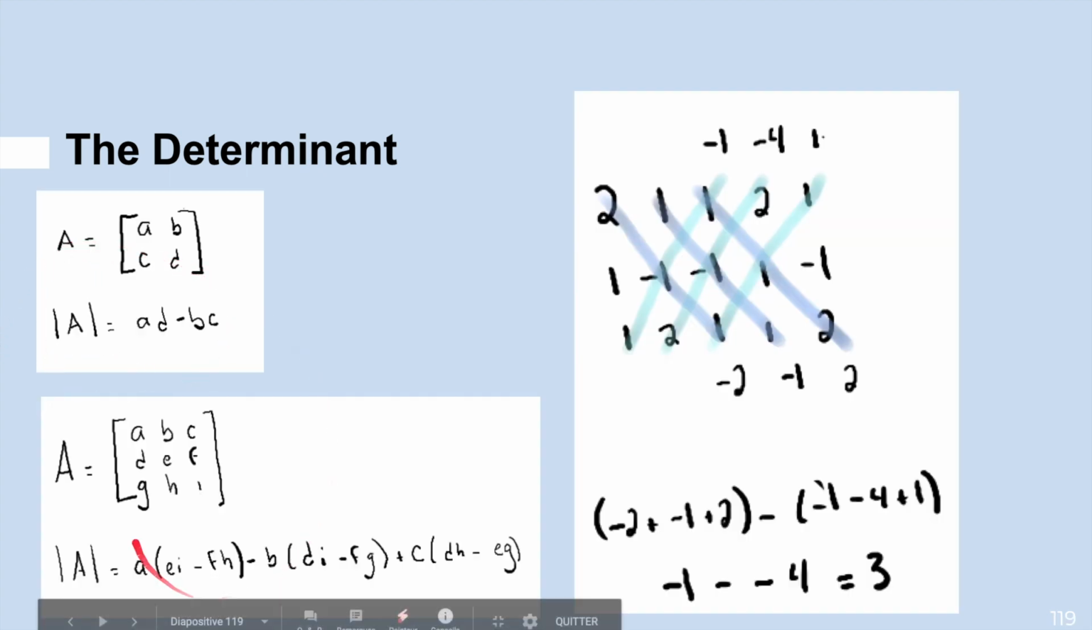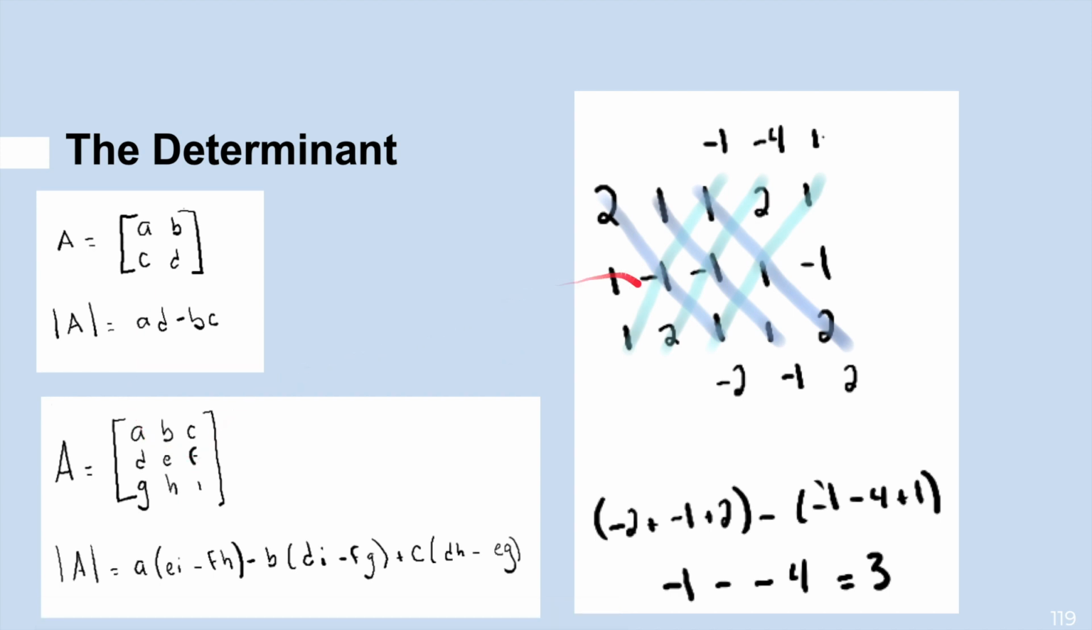Now these 2 are cofactor expansion. This is for a 2x2, this is for a 3x3. And Sarrus's rule is the one with all of the diagonal lines.